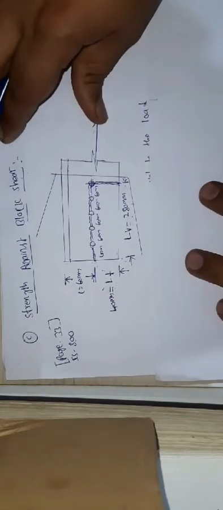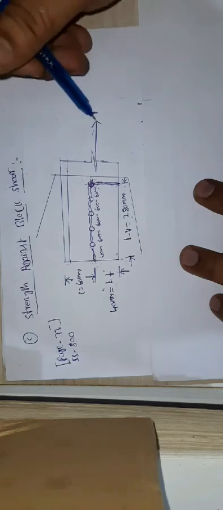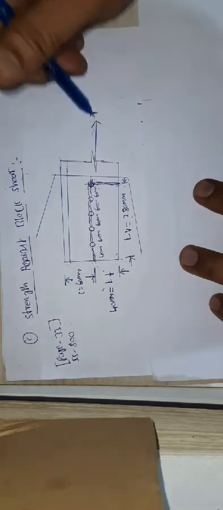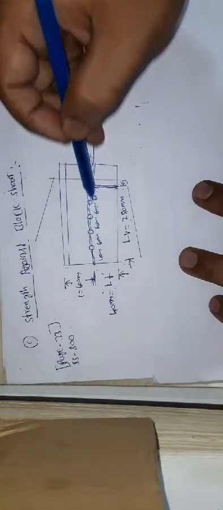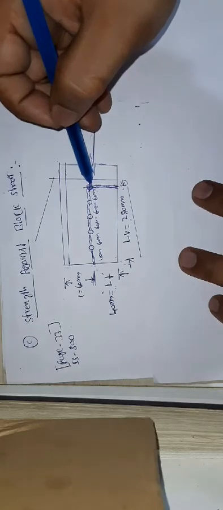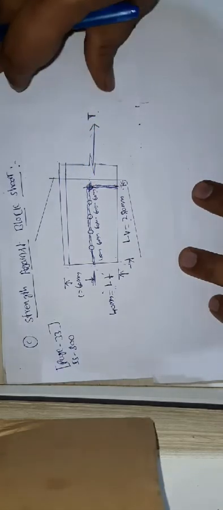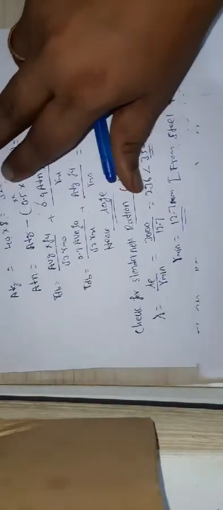Guys, please, I have redrawn the connection once again here. What will happen when you apply a load? It will tend to shear like this. This line is subjected to shear, and this line is subjected to tension. That means when you apply a load, it will fail like this.